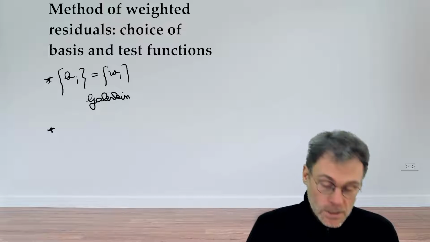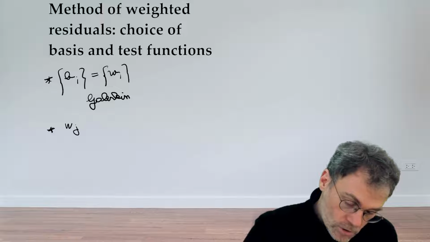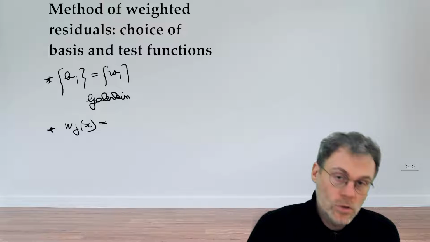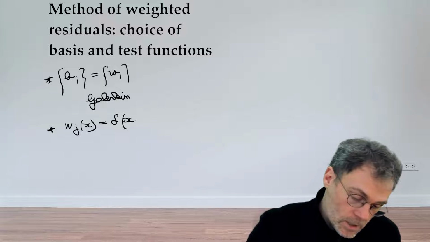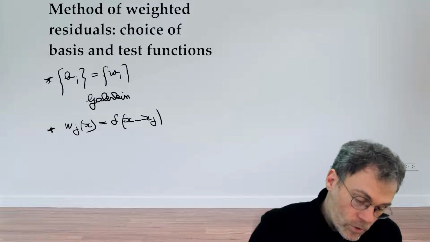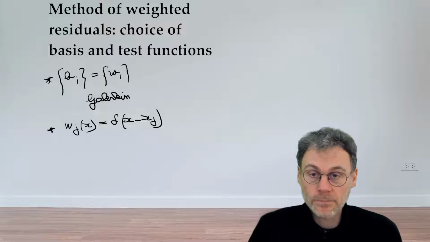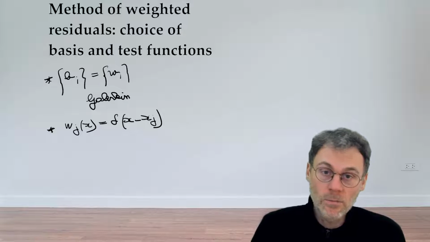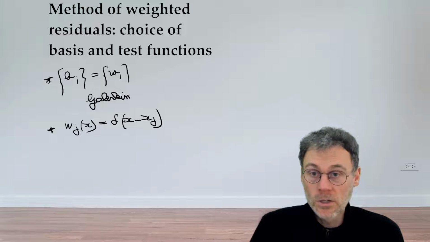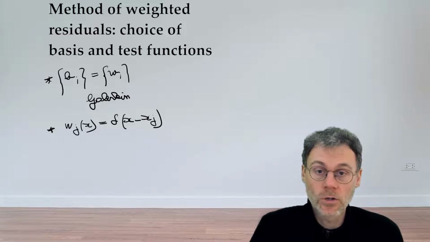Another choice is saying, okay, for my weighting functions, w_j(x), I'm going to use a set of delta functions, a set of impulse functions centered around a certain number of points x_j. Now pause the video and try and figure out, in that case, what it means for the residual to be orthogonal to these weighting functions.